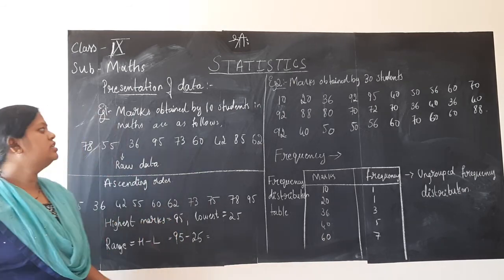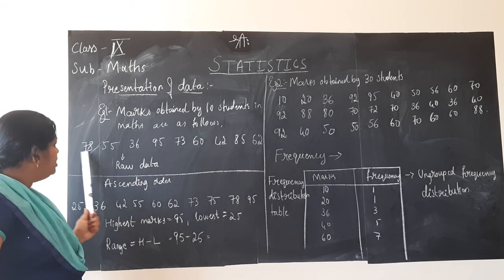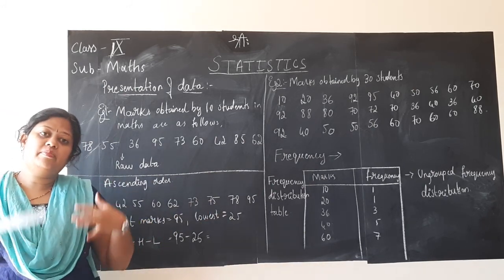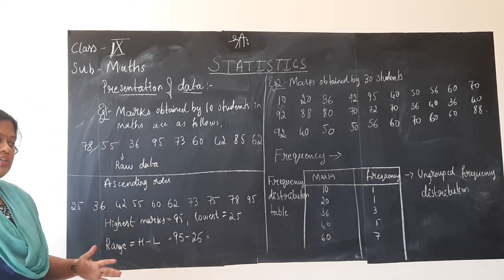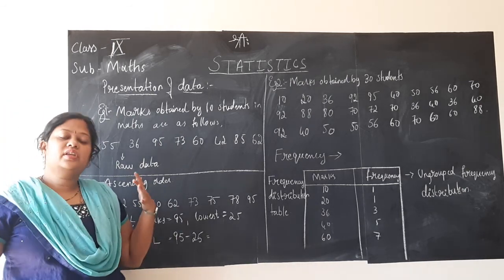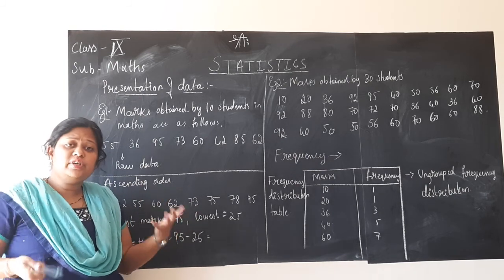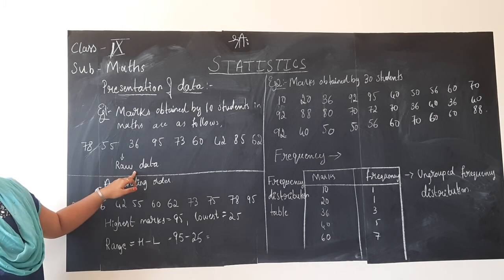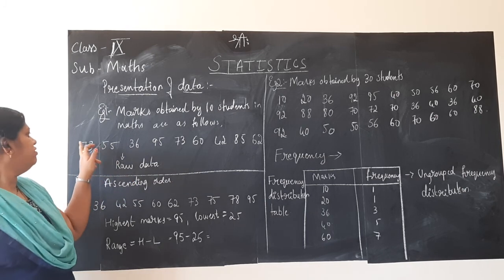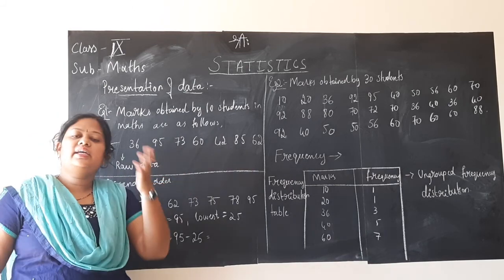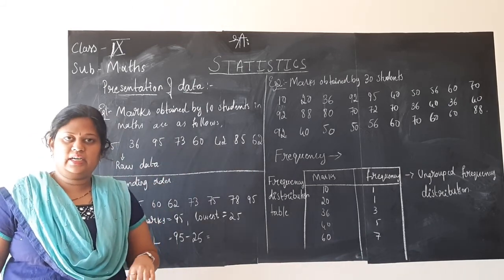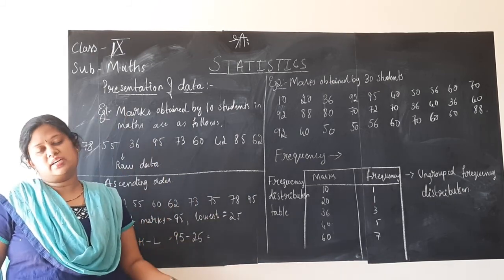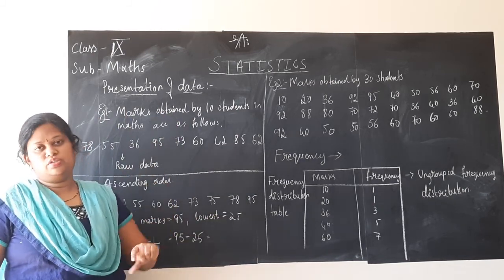So if at all we have such data through which we are not able to get the complete information, or by just looking at the data we cannot get the information very fast, such data is called raw data. It is called raw data, children. What we will do is arrange the scores either in ascending order or in descending order. You know what is ascending and descending order. Lowest to highest if you arrange, it is ascending. Descending means highest to lowest you will arrange.